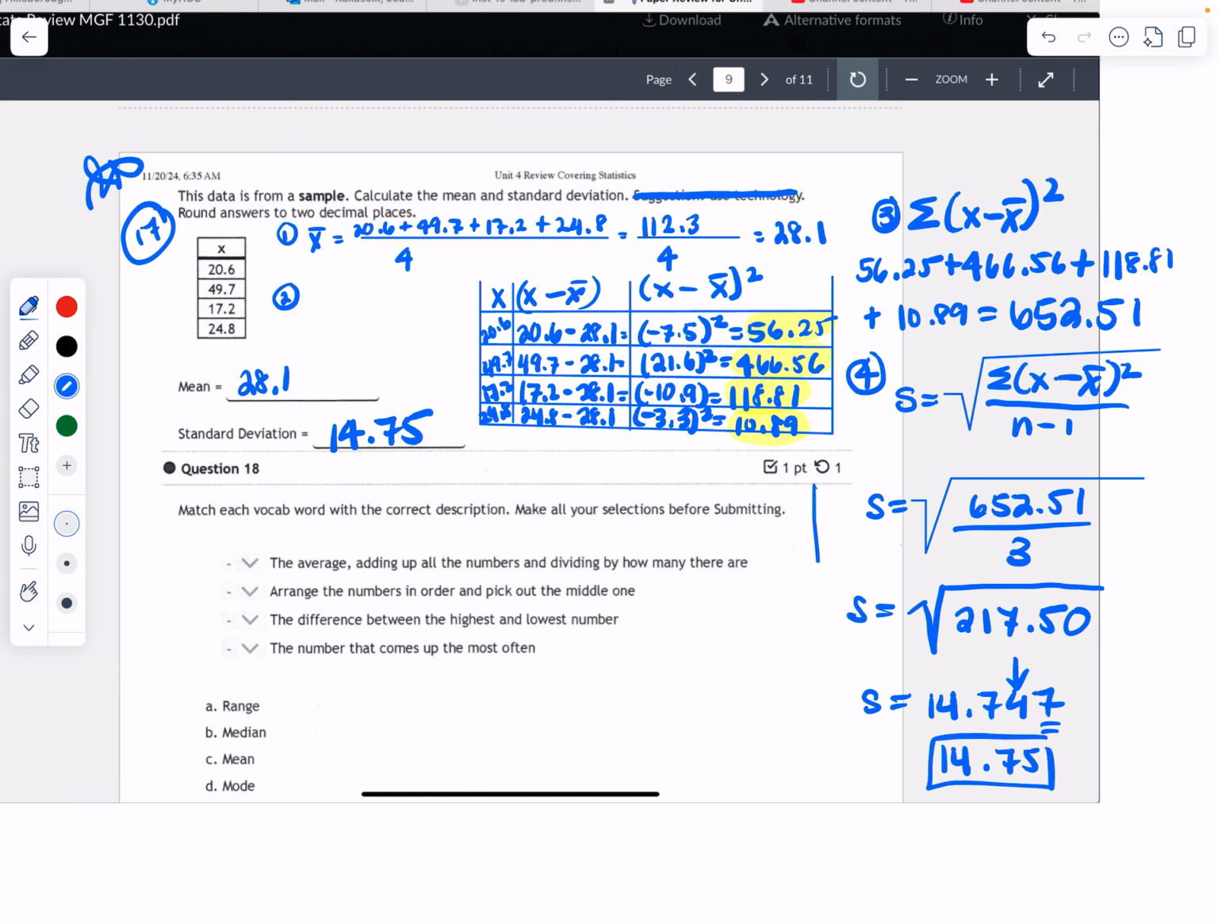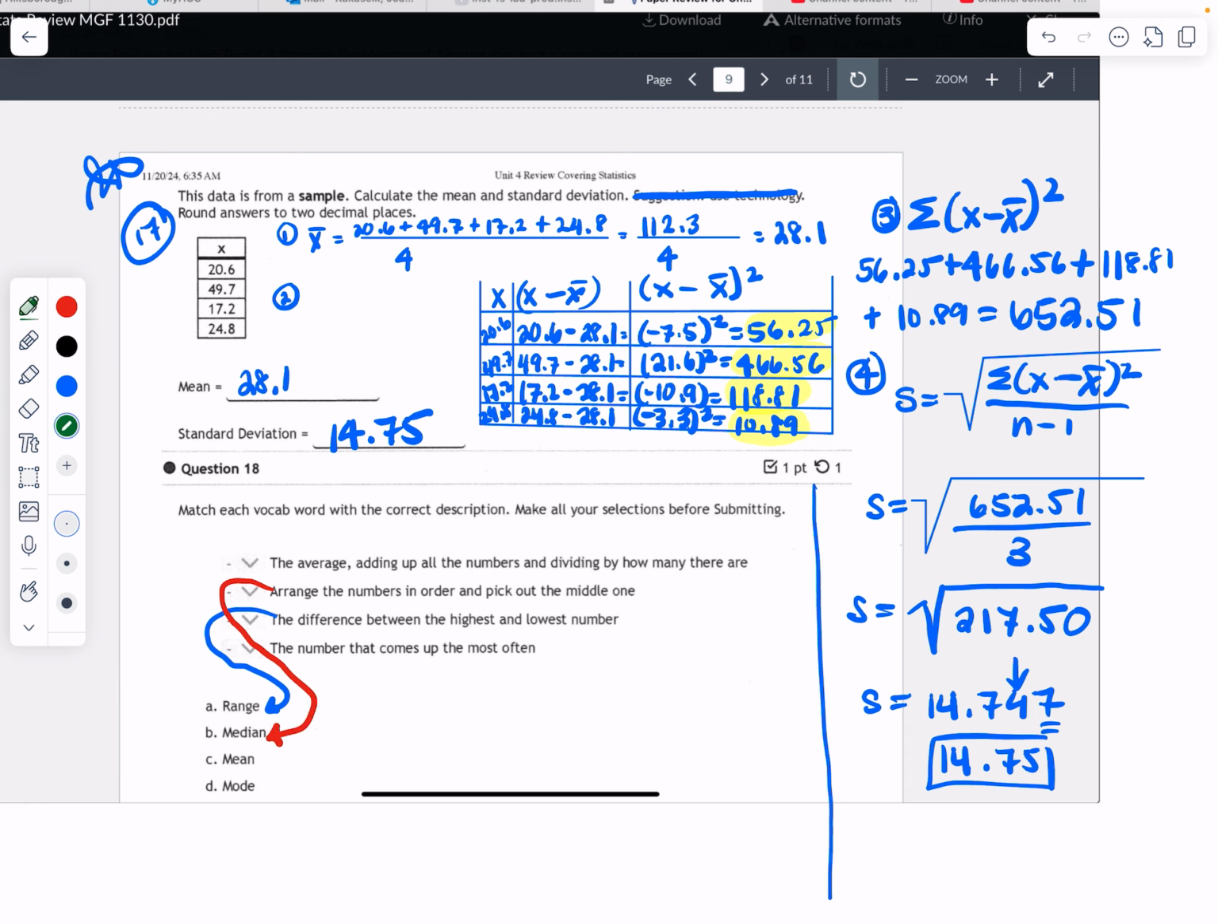Okay. All right, let's look at question number 18. Match each vocabulary word with a correct description. The range: the difference between the highest and lowest number. So this one goes with range. I'm going to use different colors. Median: the middlemost score. So arrange the numbers in order and pick out the middle. So this one goes with median.